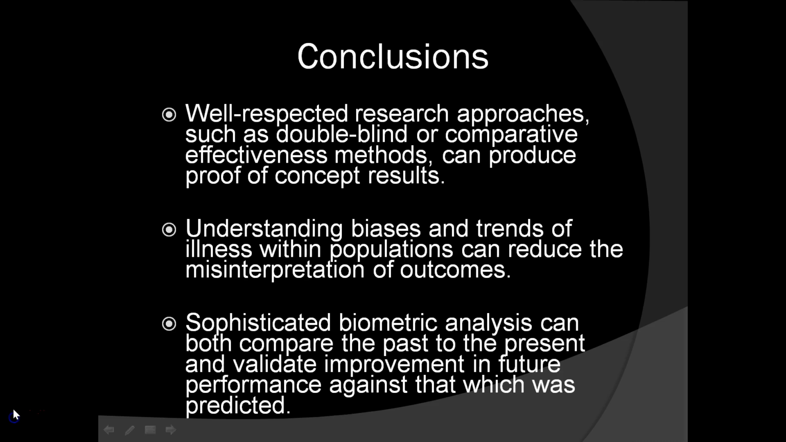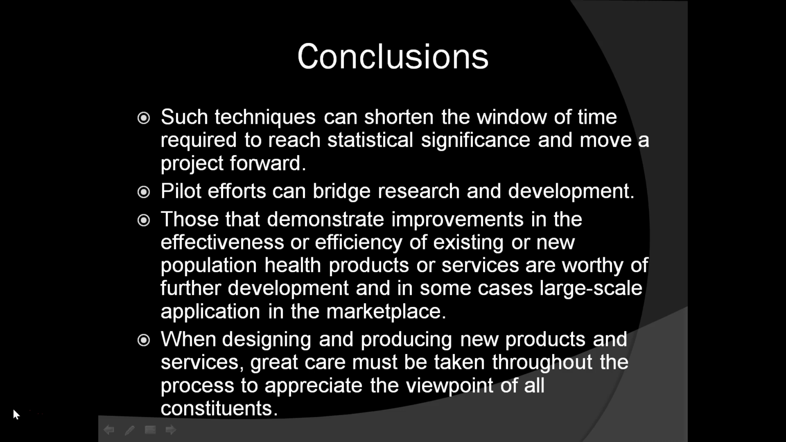catastrophically ill. In conclusion, well-respected research approaches such as double-blind or comparative effectiveness methods can produce proof of concept results. Understanding biases and trends of illnesses within a population can reduce the misinterpretation of outcomes. Sophisticated biometric analysis can both compare the past to the present, and validate improvement in future performance against that which was predicted. Such techniques can shorten the window of time required to reach statistical significance and move a project forward.